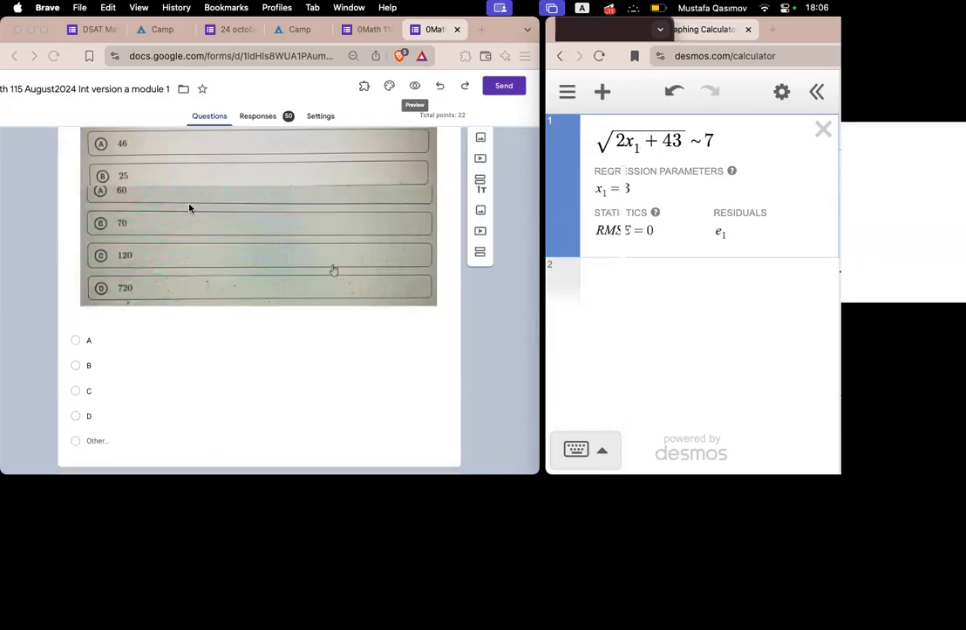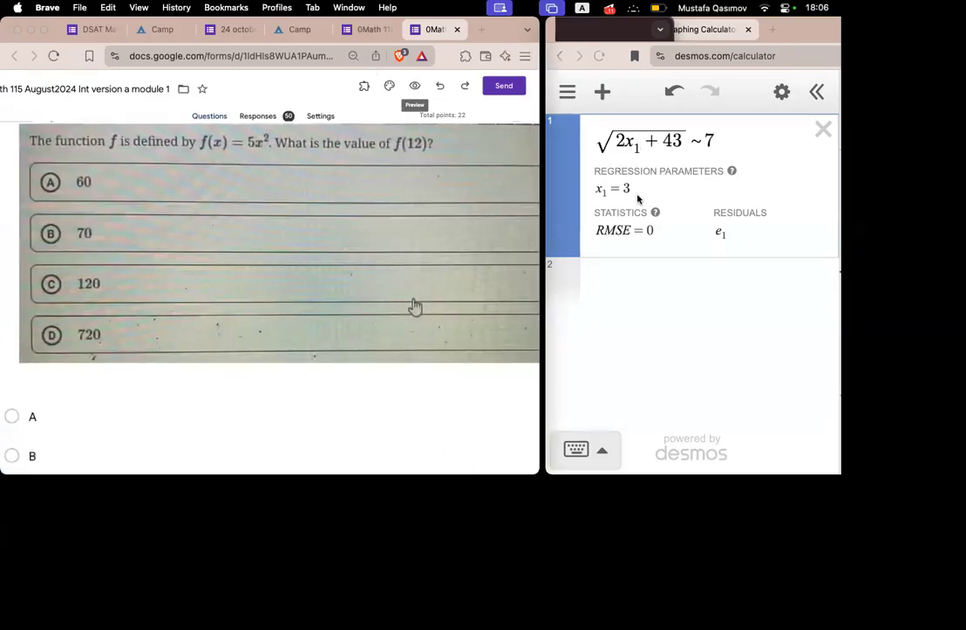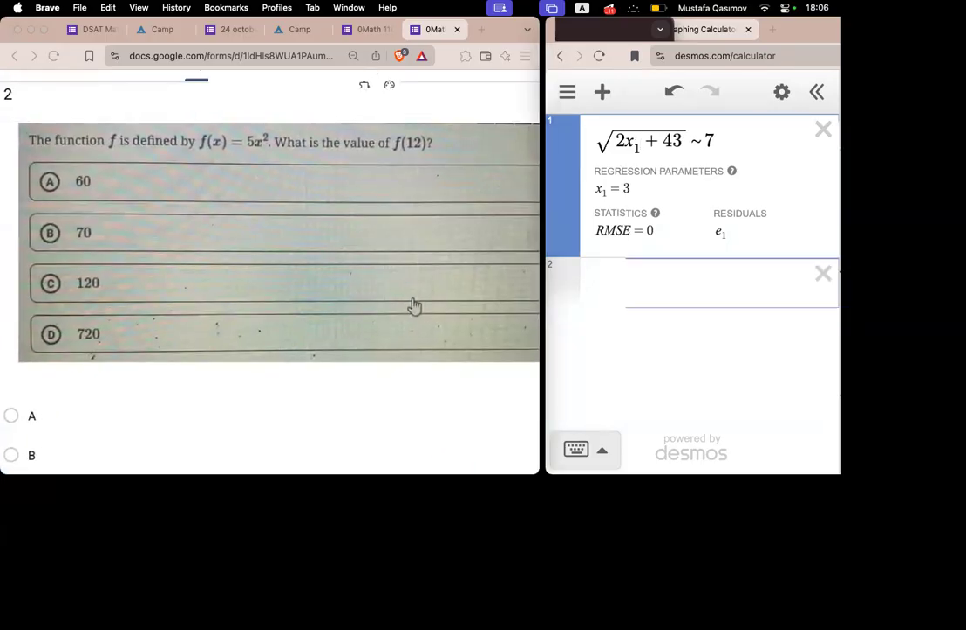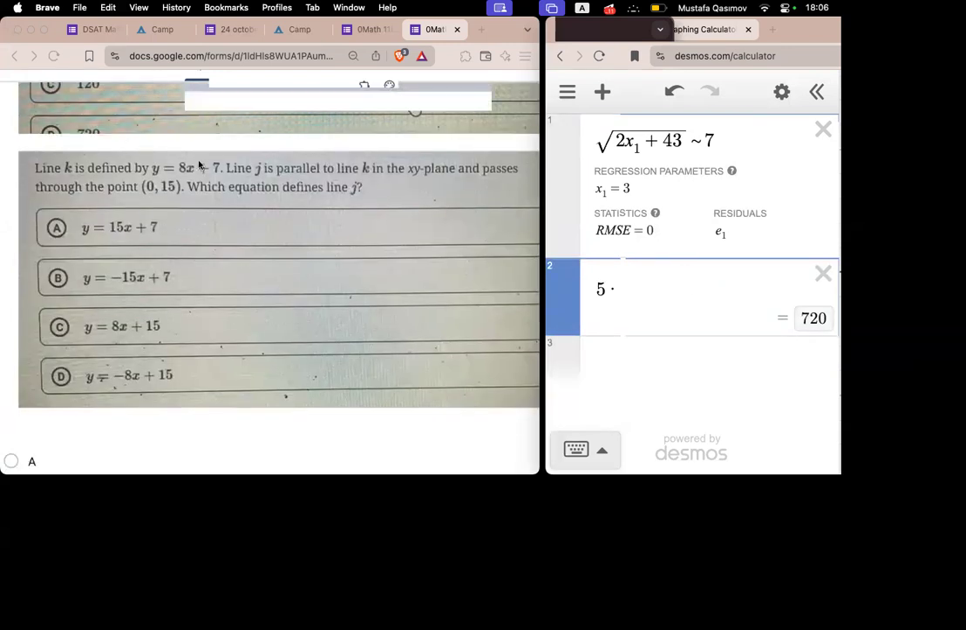F of x is equal to 5x squared. We must write 12 instead of x. Then we will get the answer: 5 multiplied by 12 squared. Answer is 720. D.